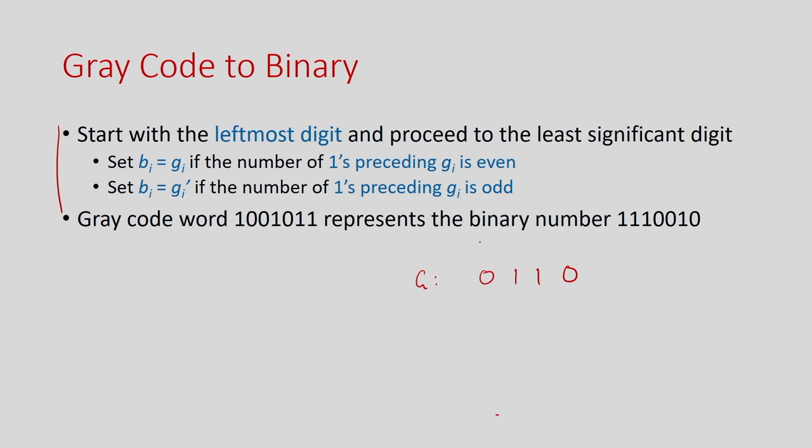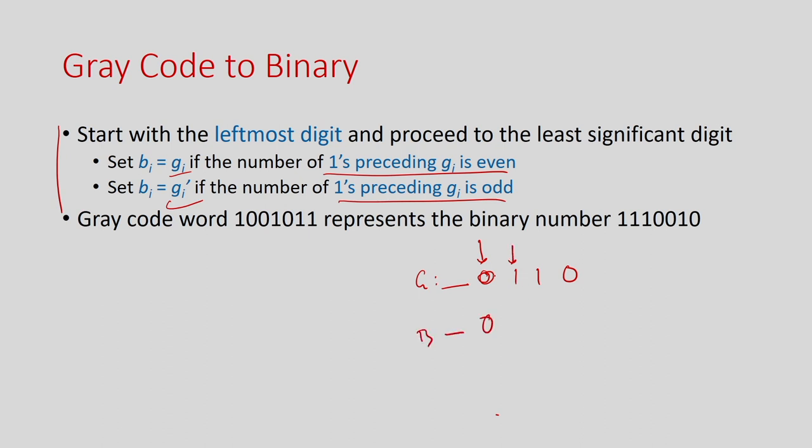What it says is, you start from the leftmost digit and you check how many 1s are there in the preceding part. If the preceding part has an even number of 1s, then you keep the bit as it is. And if the preceding part has an odd number of 1s, then you flip it. So, let me explain here. When you are at this bit, there is nothing here, right? So, there are 0 ones, which is even, right? So, I will keep this bit as it is in binary.